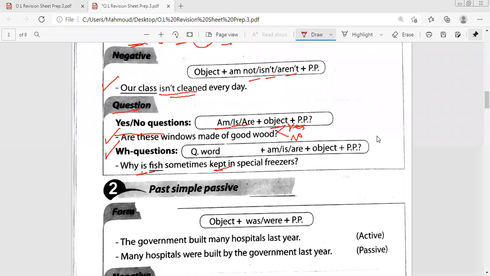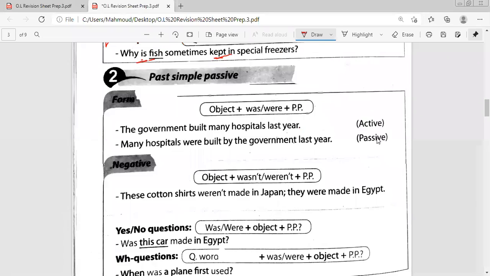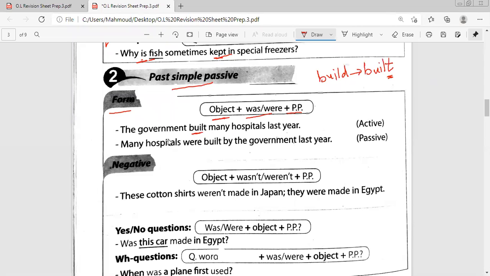After that, we have here the past simple passive. In this unit, we studied the present simple passive and the past simple passive. And here we'll form the past simple passive by using the object and then was or were and the past participle. Like this example, the government built, this is past simple as you know, built many hospitals, because the verb is build and the past simple is built, with the letter T as you see. The government built many hospitals last year.